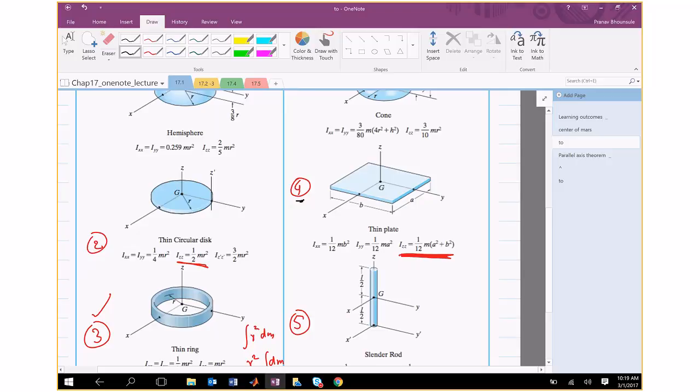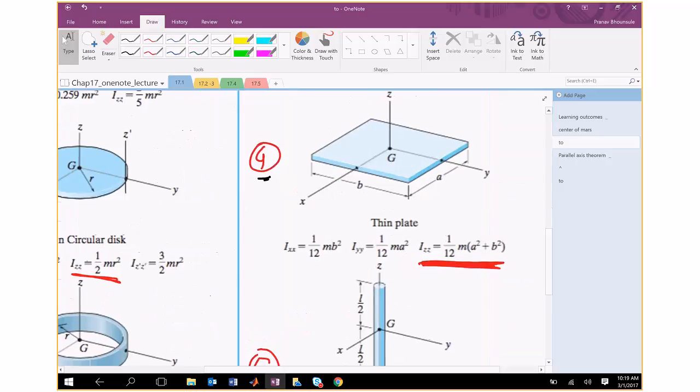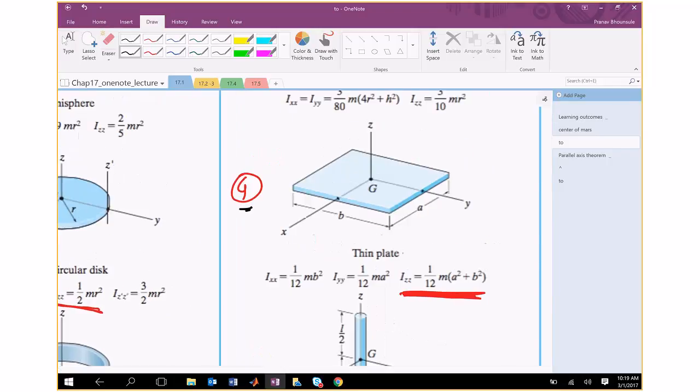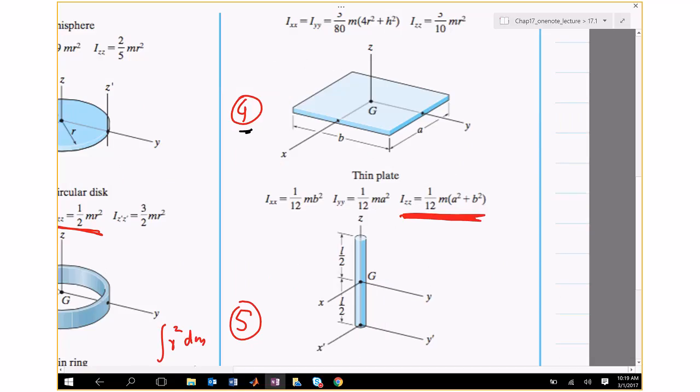It's X, Y, or Z, right? Which of the... IZ, right? Because Z sticks out. In this case, the square plate is in the plane of the paper, and Z sticks out. So A and B are the lengths of the plate. This is the formula I'm interested in.